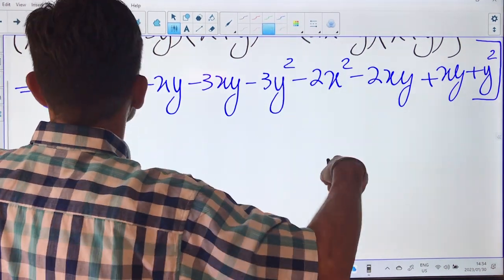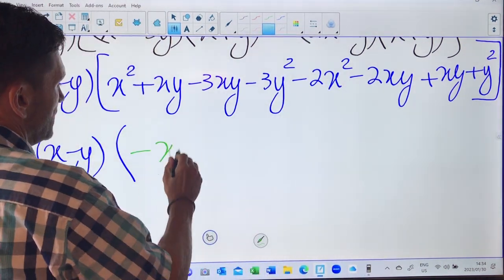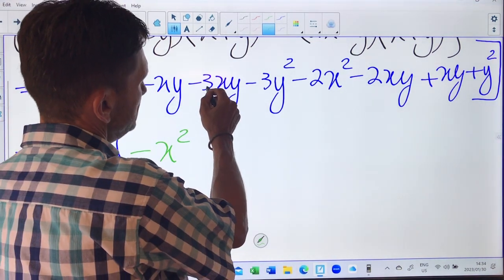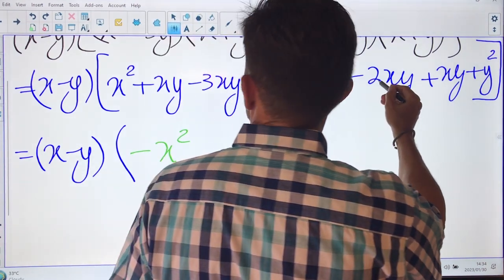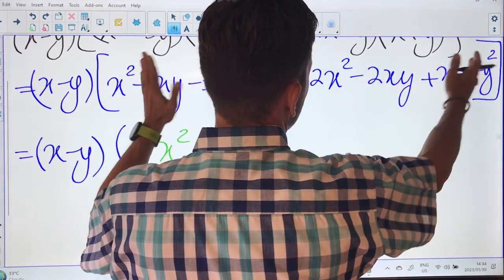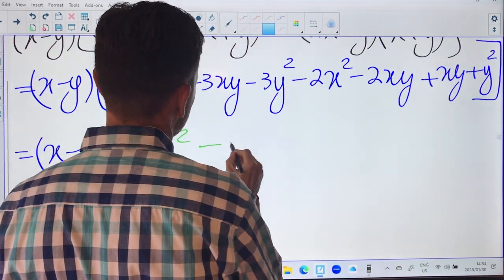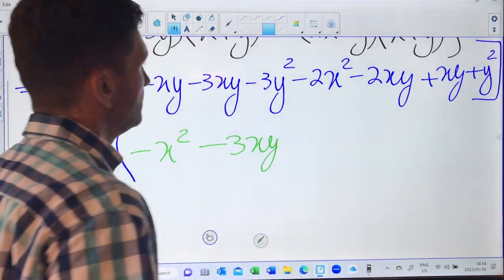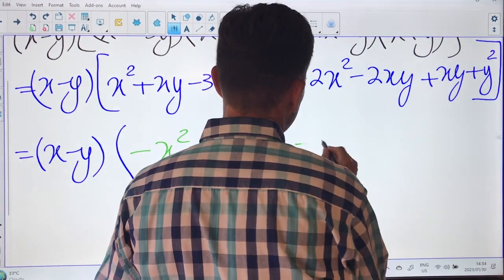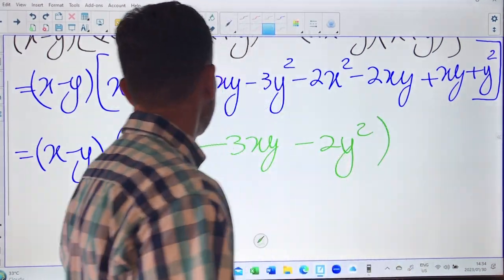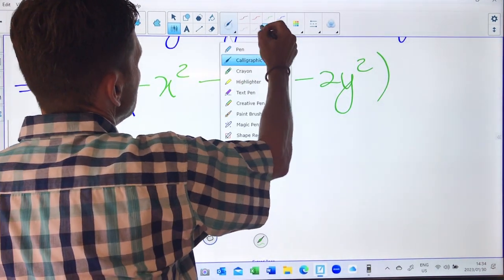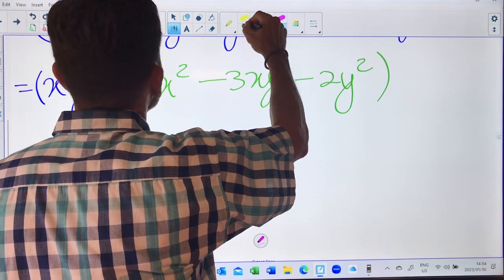Let's just go with a different color. X squared minus 2x squared is minus x squared. Here we have 1 minus 3 is minus 2. Minus 4 is really minus 5. Plus 2 is minus 3. Minus 3xy, and then minus 3y squared plus y squared is minus 2y squared. And only now do I involve the bracket in front by multiplying whatever I have here.